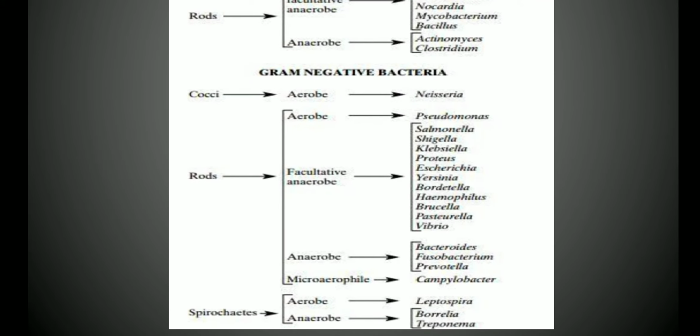In the gram negative group, Neisseria, Pseudomonas, Salmonella, Shigella, Klebsiella, Proteus, Escherichia are the facultative anaerobic organisms, while among the anaerobic rods, Bacteroides and Fusobacterium are the examples. The microaerophilic gram negative rods are Campylobacter. In case of the spirochetes, the aerobic one is Leptospira, and the anaerobic ones are Borrelia and Treponema.